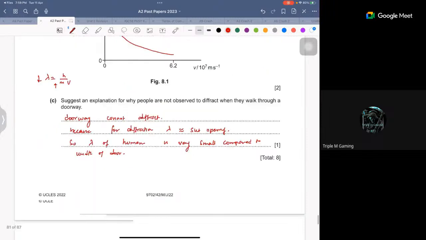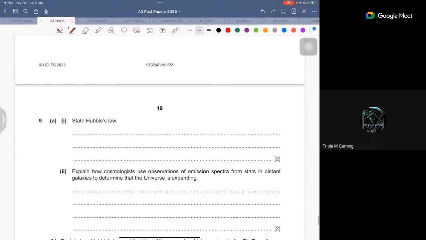Then we're going to go to the next one. It states Hubble's law: the speed of recession is proportional to the distance of the galaxy observed. And that is it. Now, explain how cosmologists use observations of emission spectra from stars in distant galaxies to determine the universe is expanding.